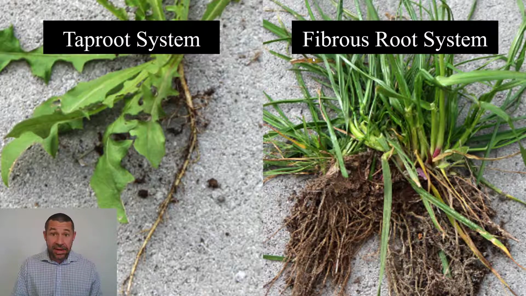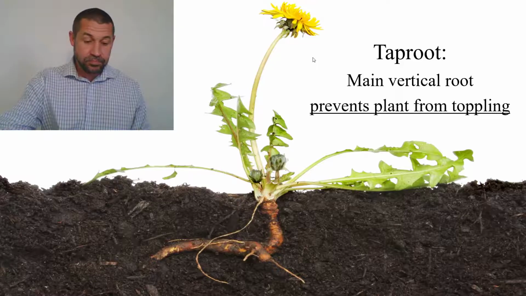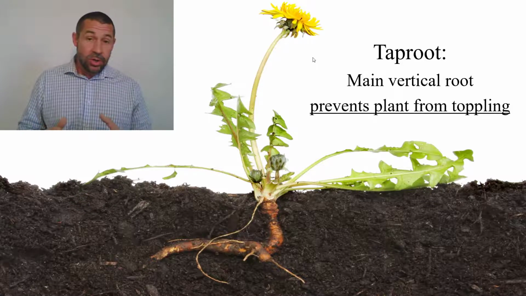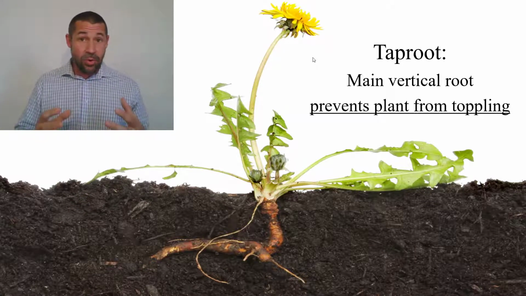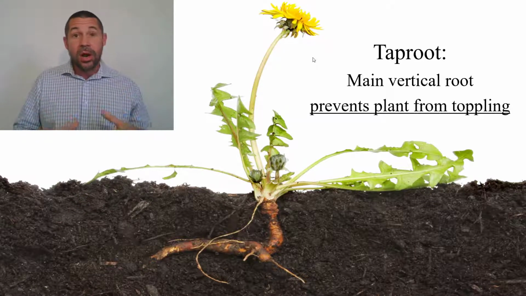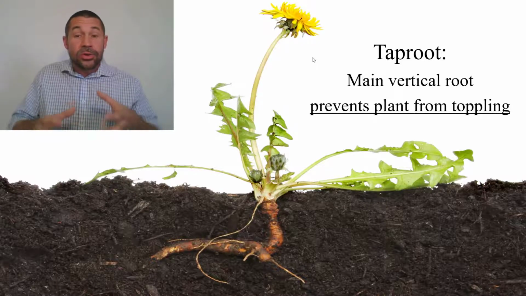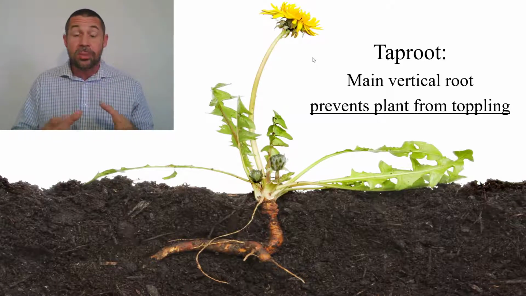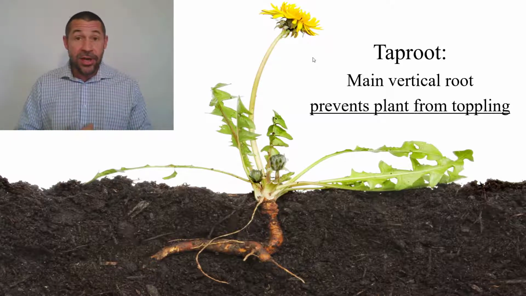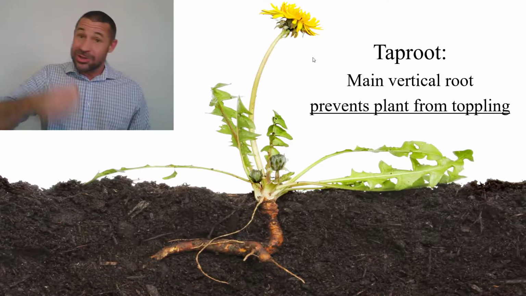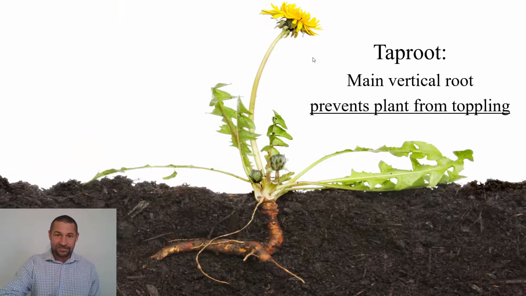There are two main types of root systems: tap roots, like we see in species like dandelions on your left, as well as fibrous root systems, like we see in the grasses on your right. The tap root, whether in a dandelion or a massive live oak, is going to provide the plant with structural support, preventing it from toppling over and also making those dandelion weeds hard to pull out of the ground.